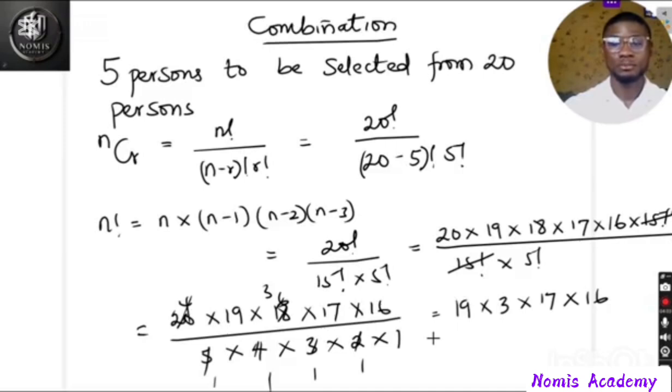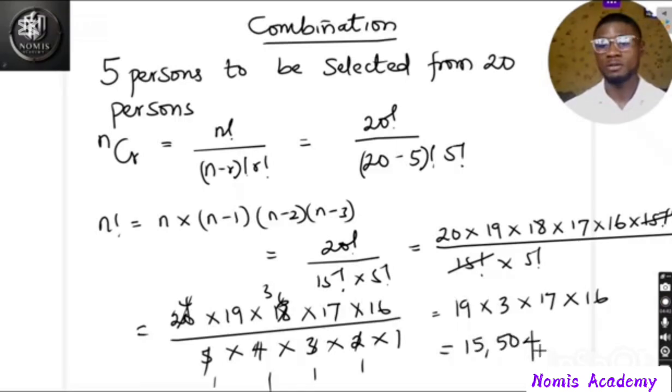So 19 multiplied by 3 multiplied by 17 multiplied by 16 is 15,504. 15,504 ways that this can be done.